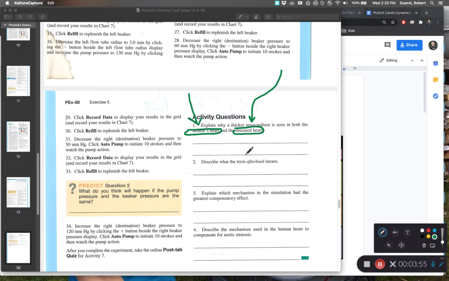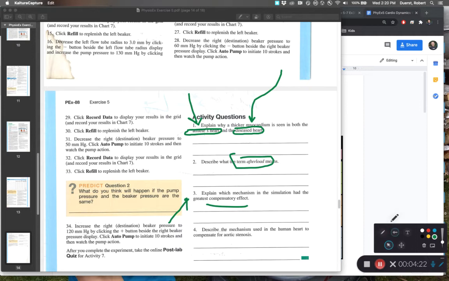As we look at afterload, this is a review term. Recall afterload is the back pressure, or the tendency of blood to flow backwards through the aorta into the left ventricle. An increase in afterload typically corresponds to an increase in peripheral resistance. Let's look at question number 3. Which mechanism in the simulation had the greatest compensatory effect? That's a $10 word right there.